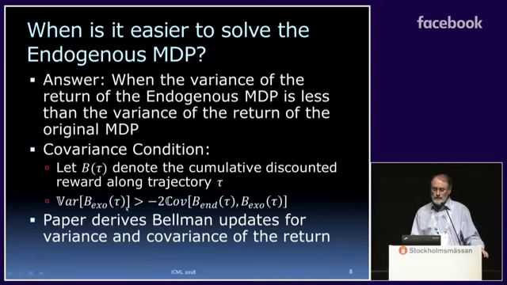So you can derive a covariance condition that says if the variance of the exogenous return, this is our notation for the random variable that is the return along a trajectory tau, is greater than minus twice the covariance between the endogenous and exogenous return, then we'll be better off solving the endogenous MDP.